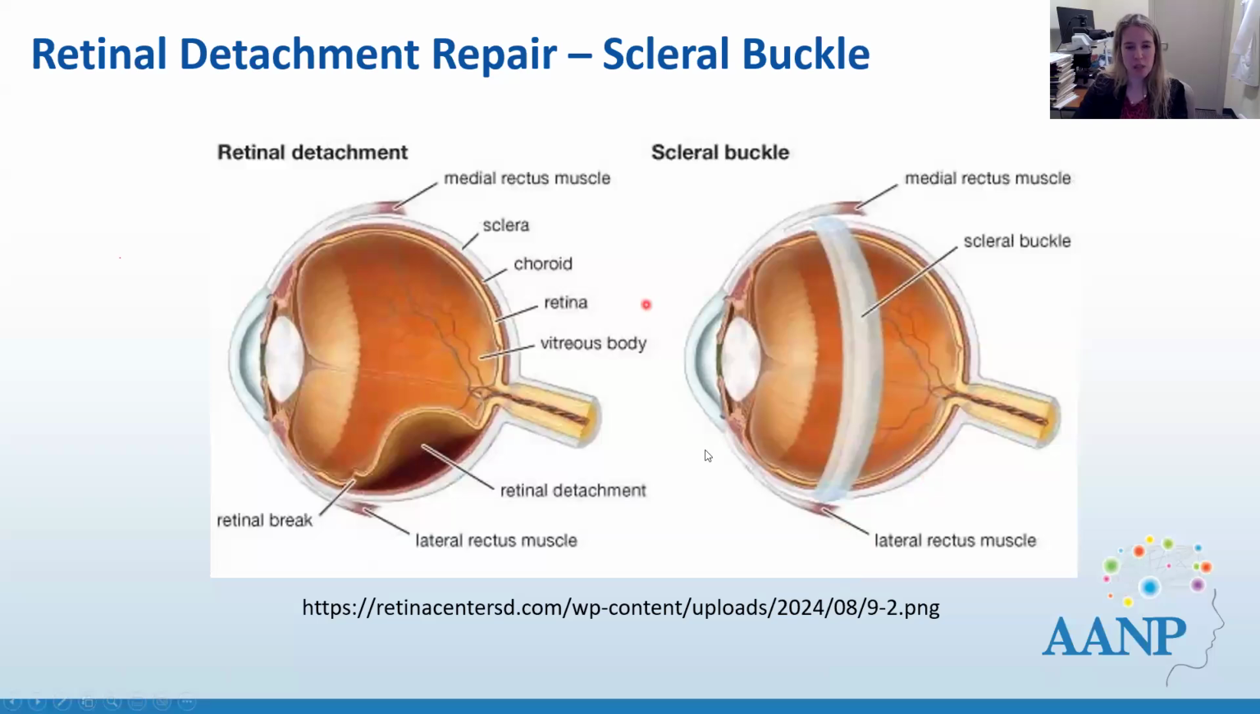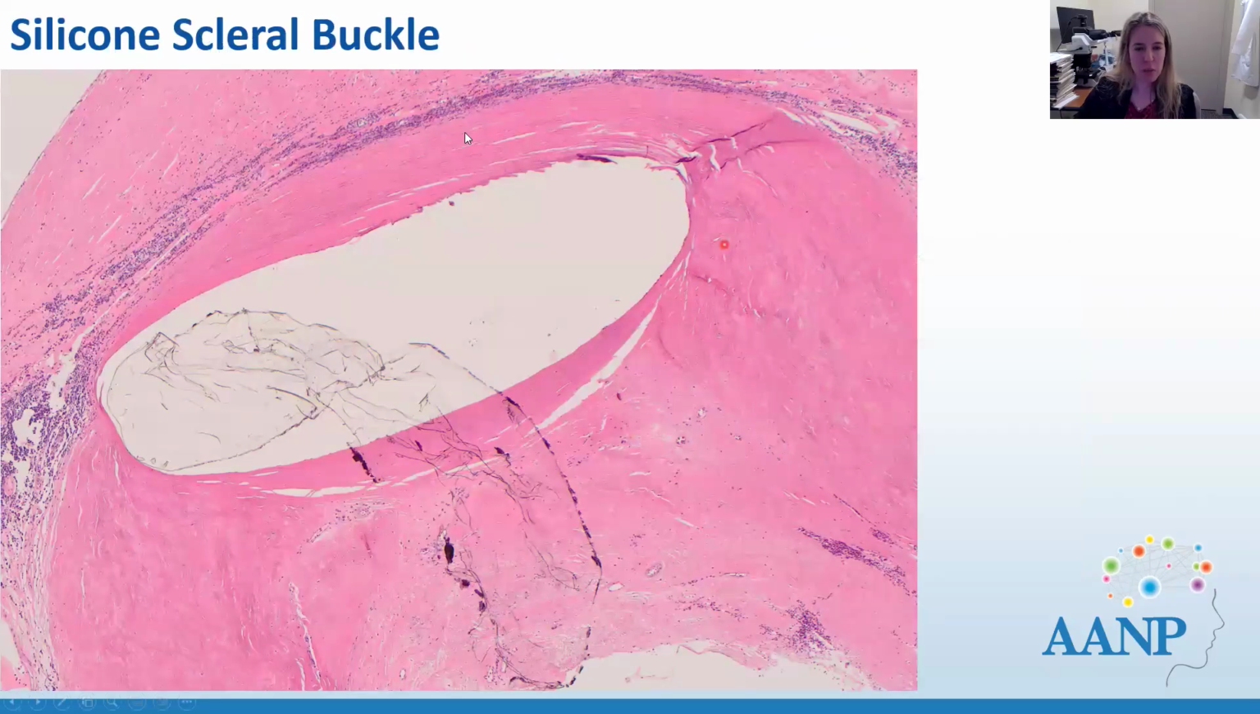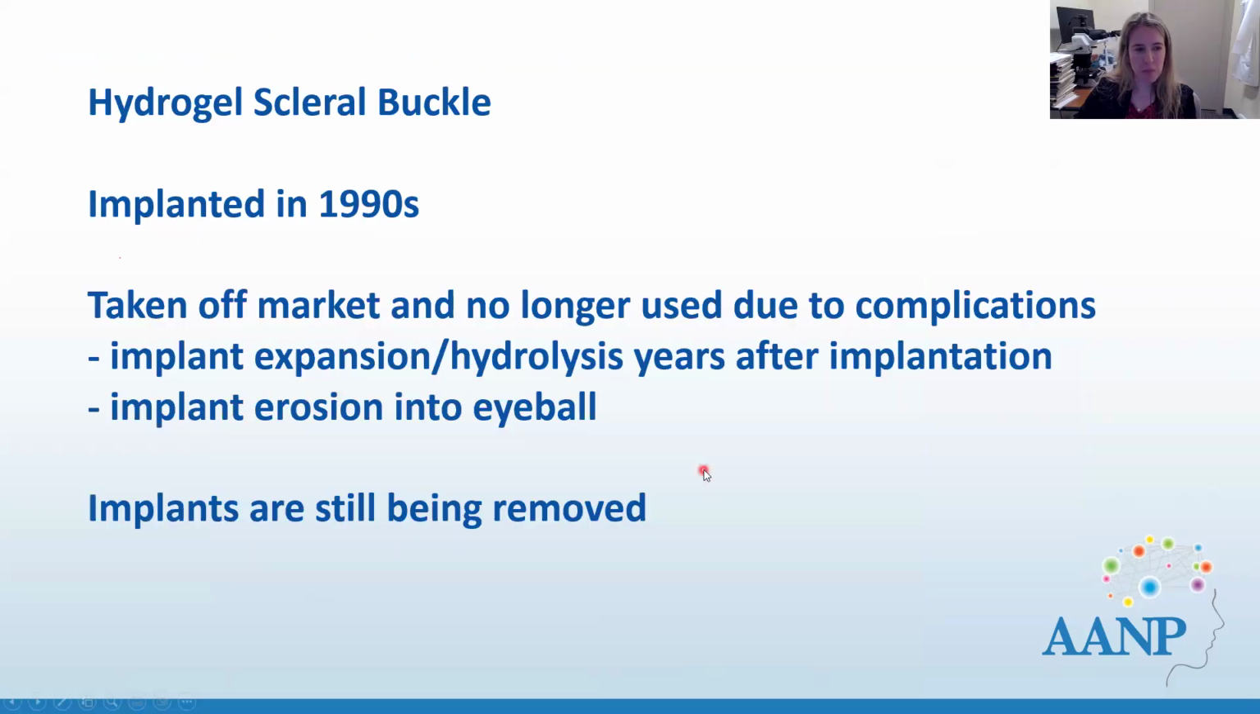Scleral buckles, on the other hand, go around the eyeball and basically squash the eyeball to allow the retina to reattach to where the choroid and the sclera are. So it squashes the eyeball to allow that reattachment to happen. So in our specimen here, we saw a silicone scleral buckle.